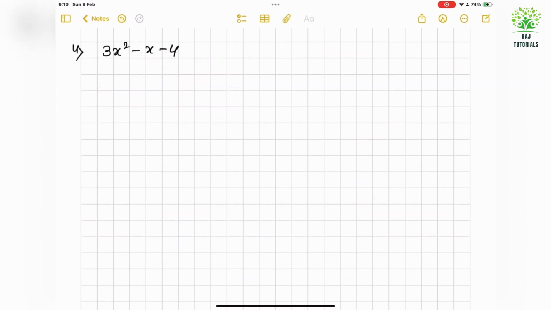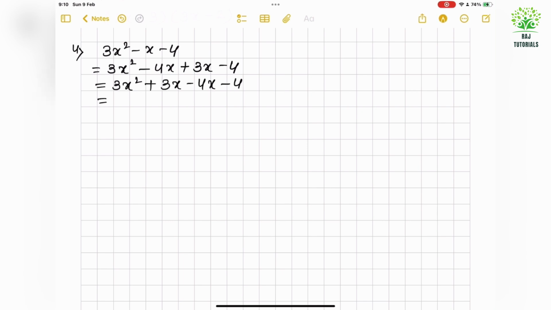Now next is 3x square minus x minus 4. So here also 3 fours are 12. So I need factors of 12 whose sum is minus 1. So 4 and 3. So this will be equal to 3x square minus 4x plus 3x minus 4. So rearranging I will get 3x square plus 3x minus 4x minus 4.